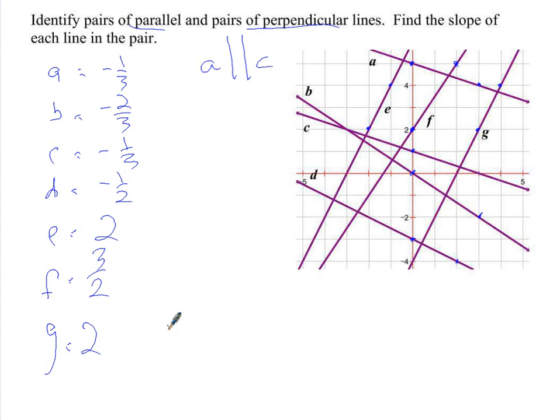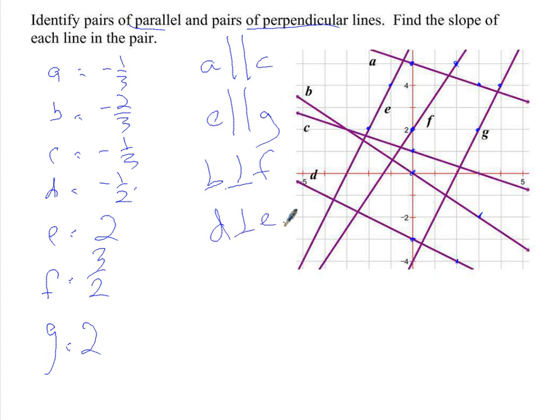Do we have any other sets of parallel lines? E is parallel to G. Do we have any others? E and G we have. That's it. So let's look at perpendicular now. B and F. So B is perpendicular to F. Any others? D and E are perpendicular. D is perpendicular to E.